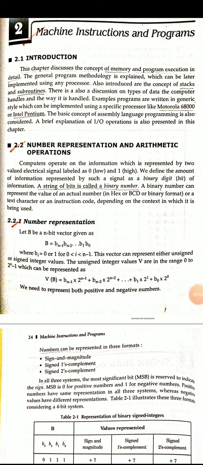Dear students, today's next topic is machine instructions and programs. Machine instructions and programs are very important for calculating in different number systems and number representations, and for finding the ones and twos complement of a number. We will learn how to read instructions and programs. A program is a number of instructions.